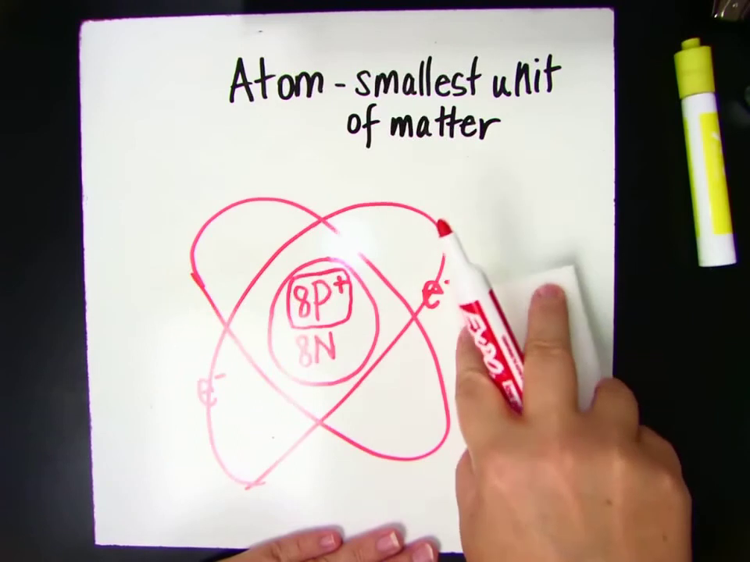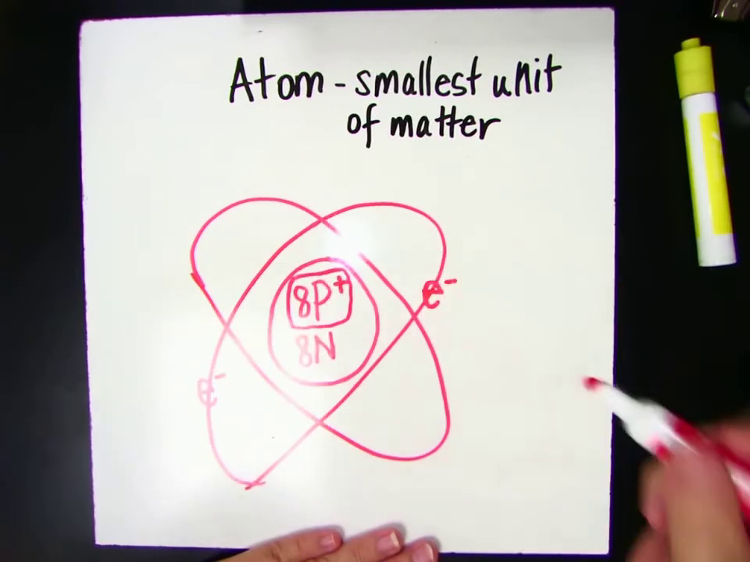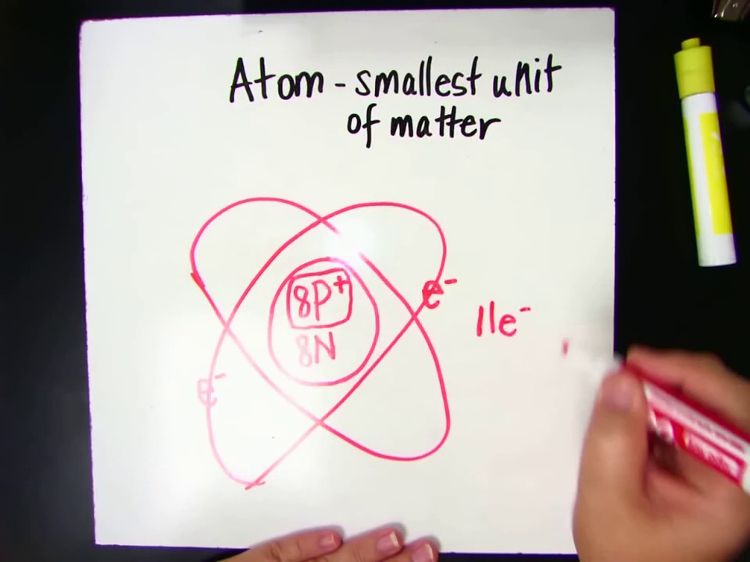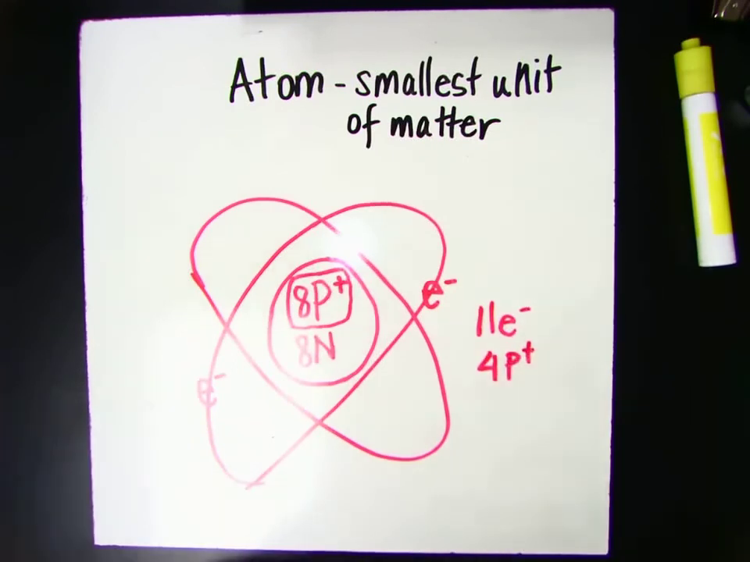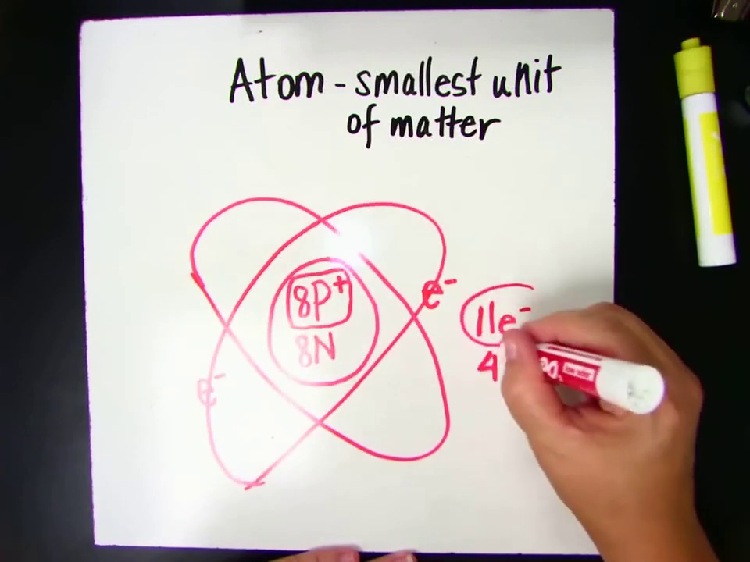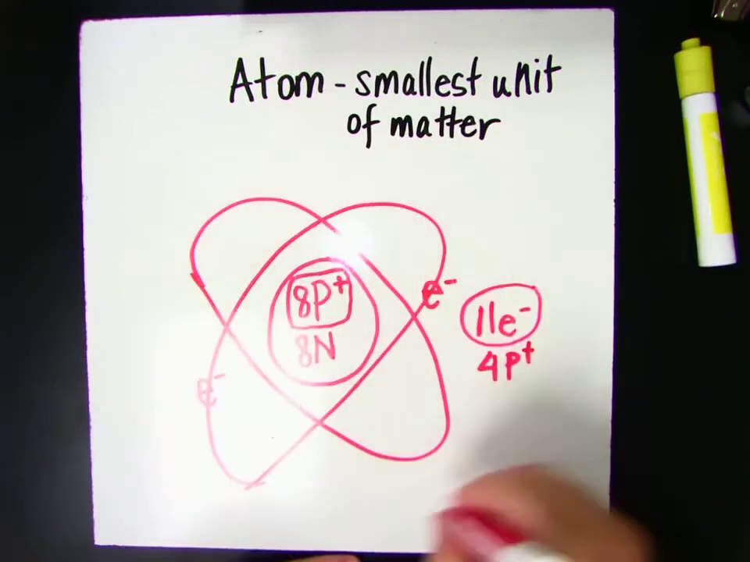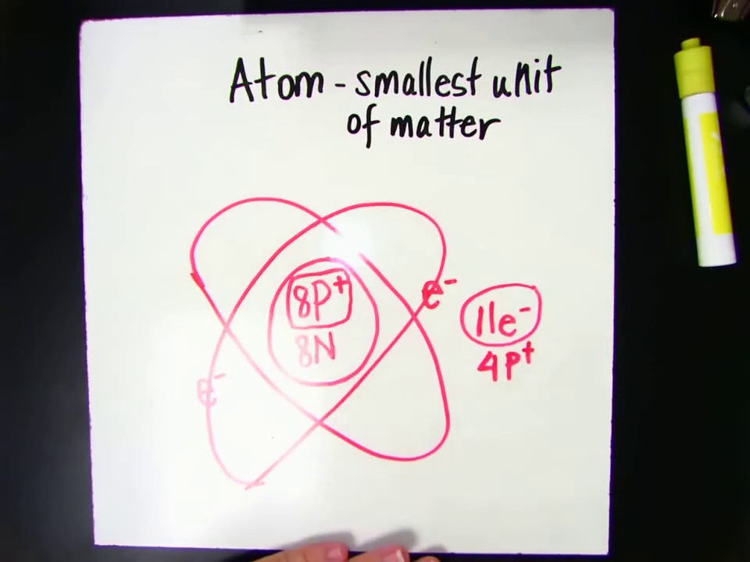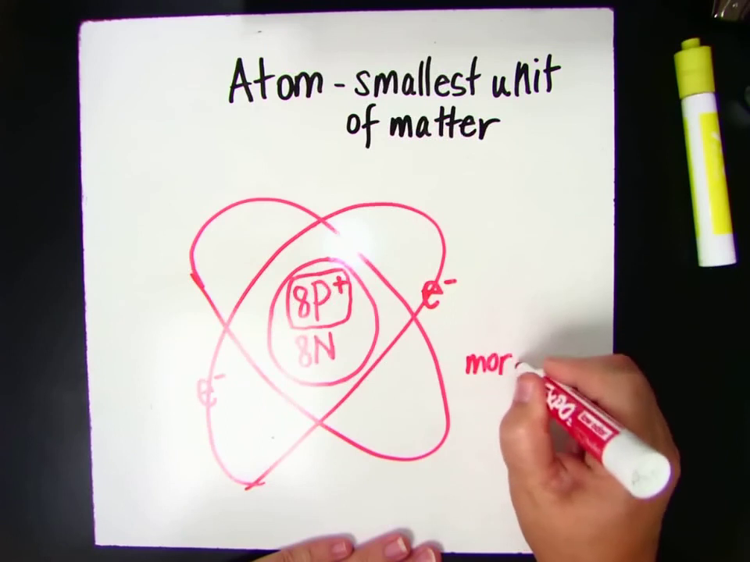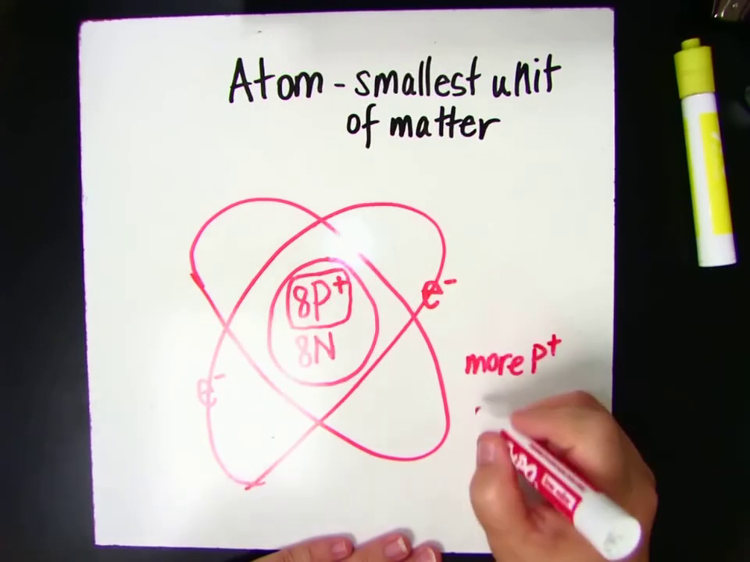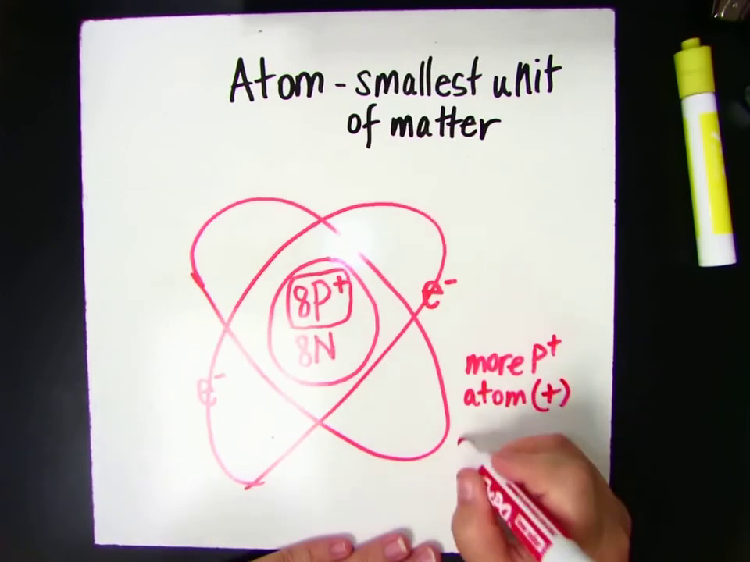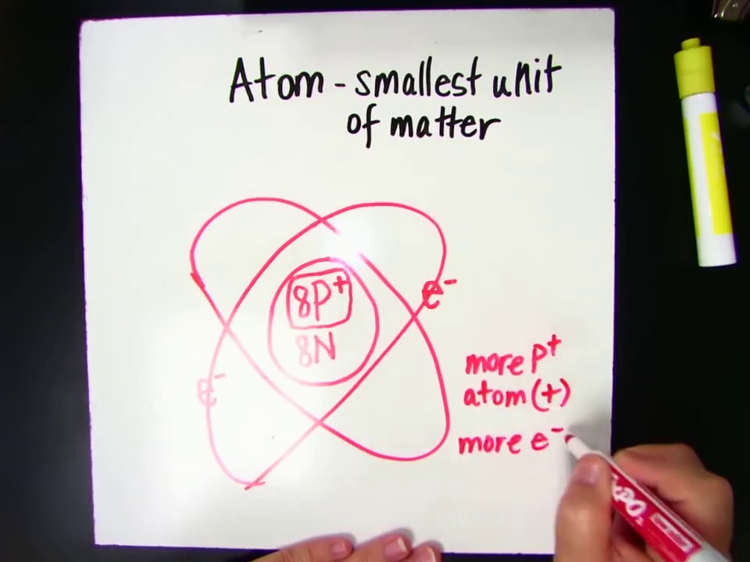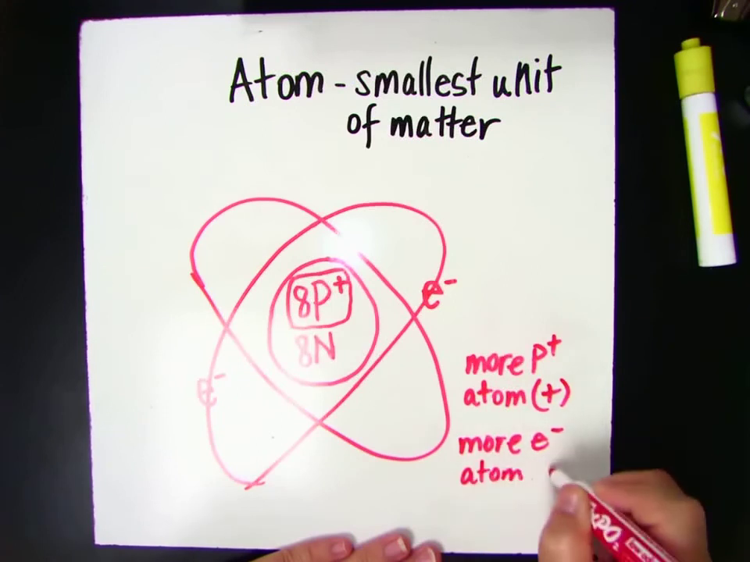On the other hand, if there are more children than Peggies, let's say we have 11 children and only 4 Peggies, then the house will be a mess. And that means it will be negative. So the atom family will have a negative charge. Okay? So, if there are more protons, the atom will be positive. If there are more electrons, the atom will be negative.